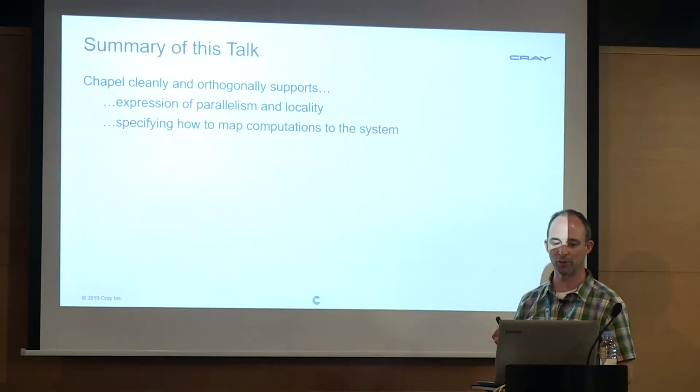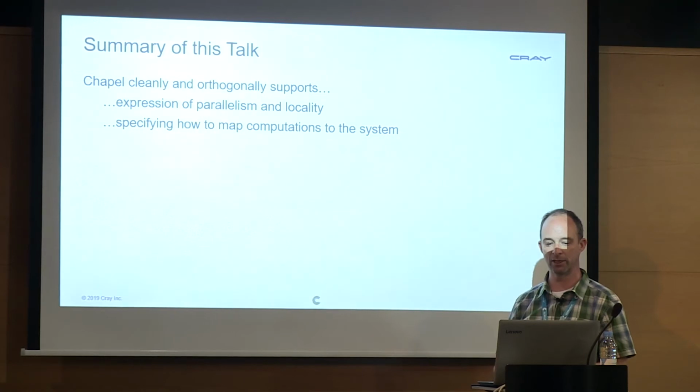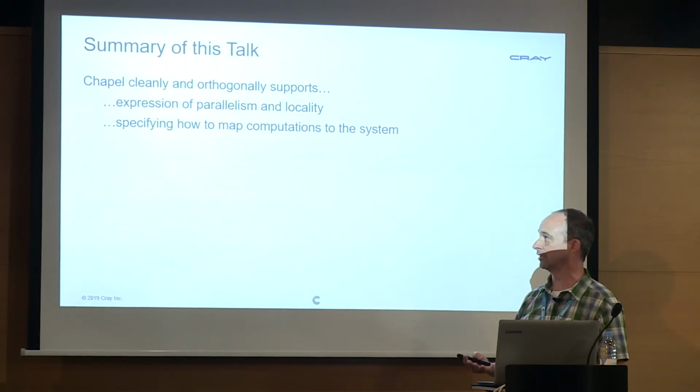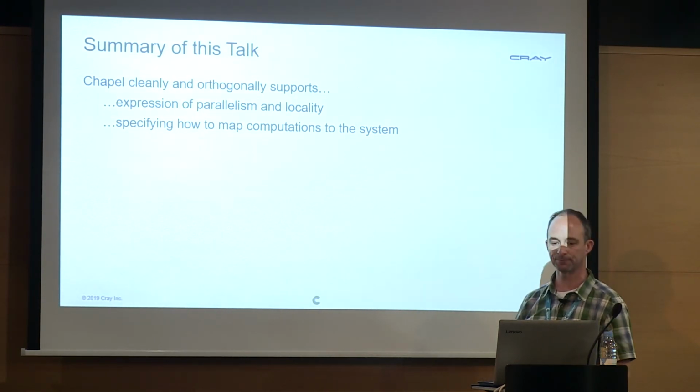So to summarize real quick, I think Chapel's a language that cleanly and orthogonally supports expressing parallelism and locality in a way that's independent of the architecture, but in a way that still allows you to say how to map that down to the system, how to map your computation, your arrays, your iteration spaces down to the system in a way that still lets you reason about and control performance and locality.